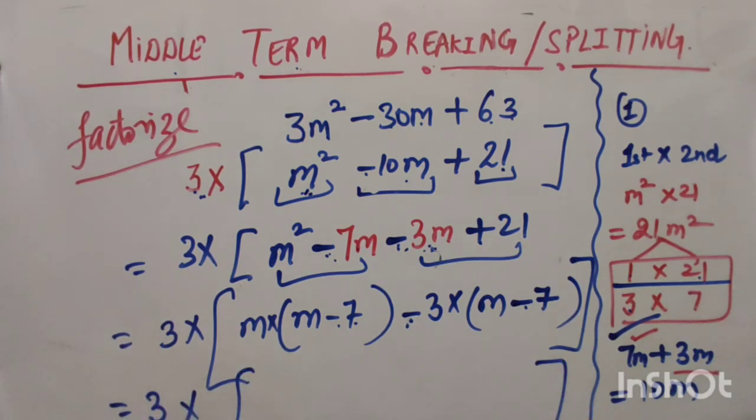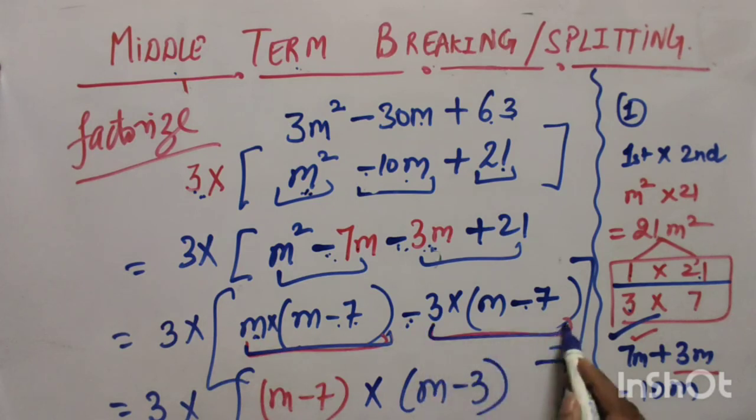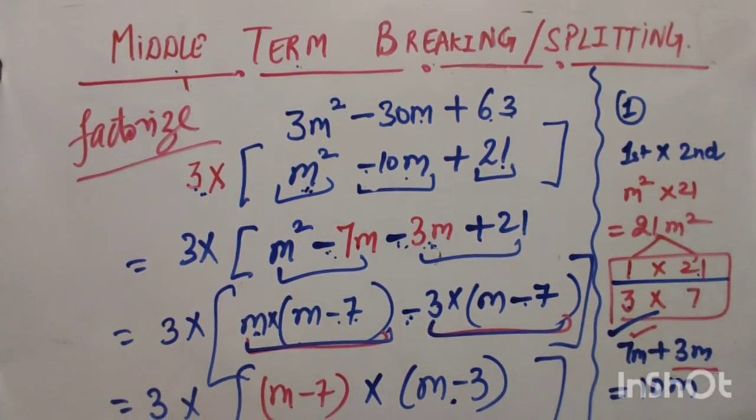Now, as usual, we are doing the same step as in the previous question. We have two terms and we can easily see that the whole bracket m minus 7 is common. So we will take the whole bracket common and we are left with m minus 3. You can see in this only m is left and in this only minus 3 is left. So these are the factors. So here we can see how many factors we have. We have 3, m minus 7 and m minus 3.